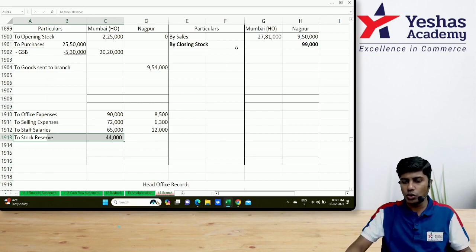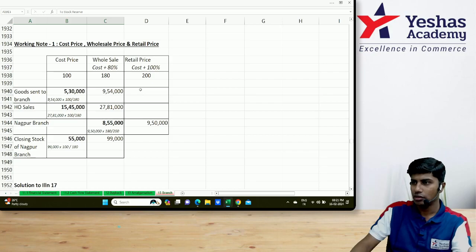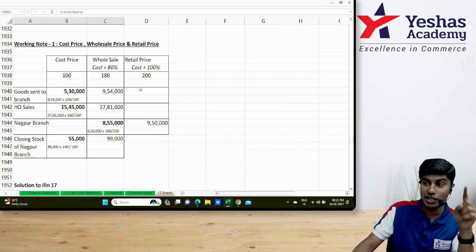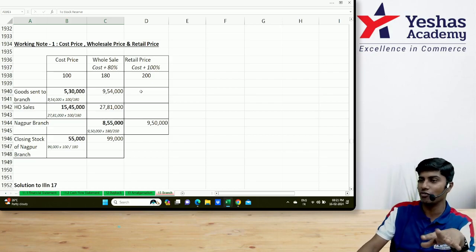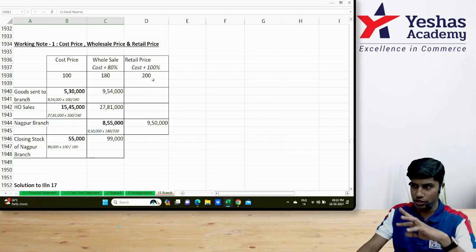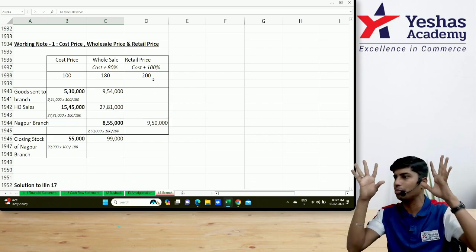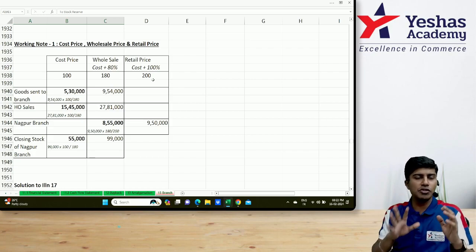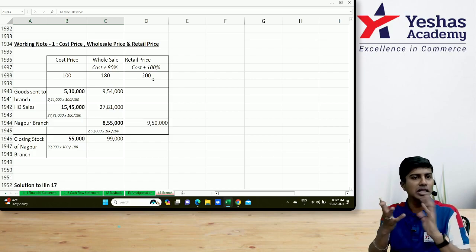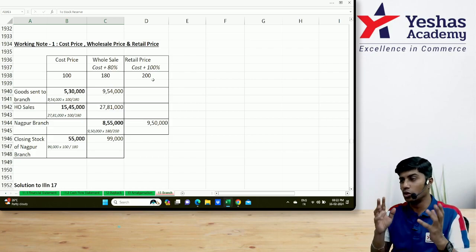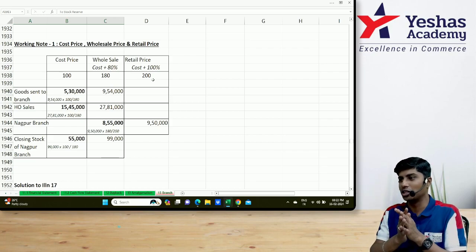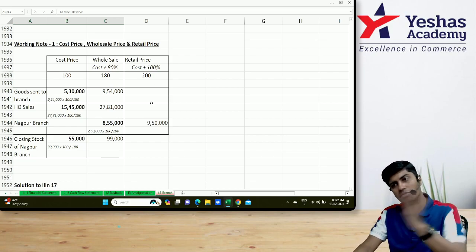So the rest of what we have is the closing stock of head office, which needs to be found. How? Again, the same working note you can find. Or you can find GP percentage on sales, write it and then find the closing stock as a balancing figure. Either way you'll get it. I'll show both ways. In the exam, whatever strikes your mind, you do it. My only objective is to make you see the same things from multiple perspectives, because you don't know which perspective will open up in the examination. So same answer, multiple methods.